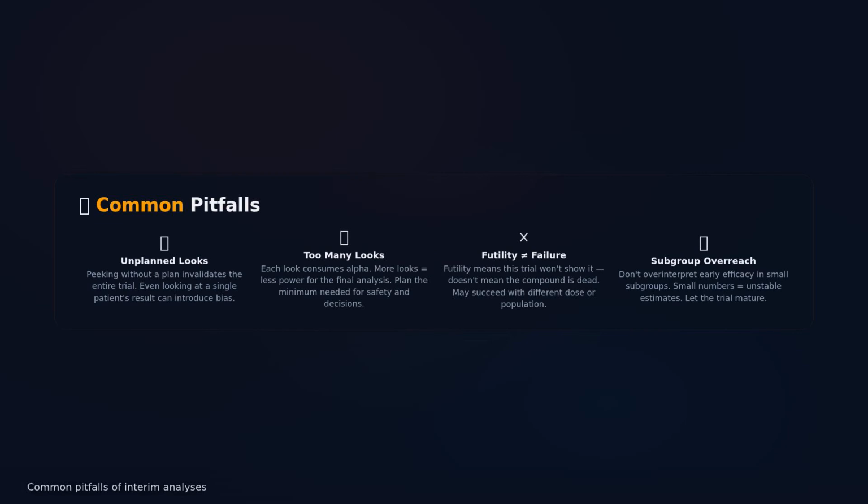Interim analyses have several common pitfalls. First, unplanned looks. A sponsor who peeks at the data out of curiosity has compromised the entire study. Second, too many interim analyses. Each additional look consumes statistical alpha. Third, confusing futility with failure. A failed futility analysis does not mean the drug does not work, it means the current trial is unlikely to show it. Fourth, overinterpreting early efficacy in small subgroups.